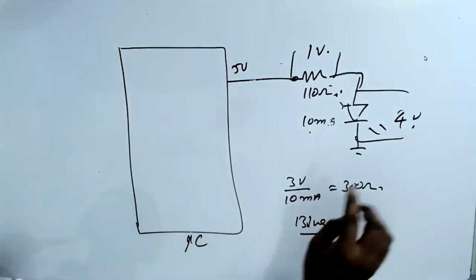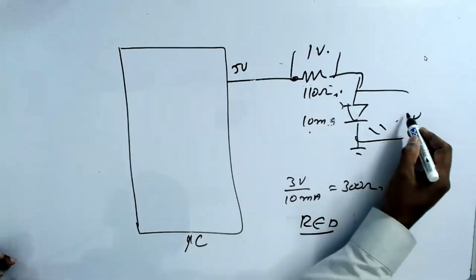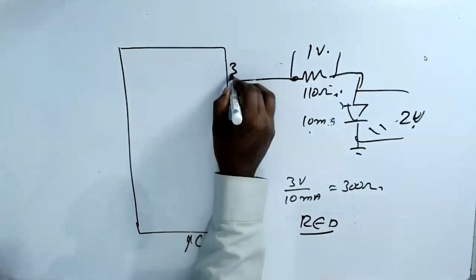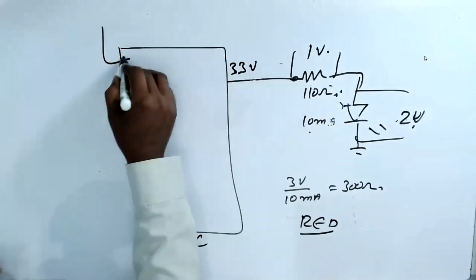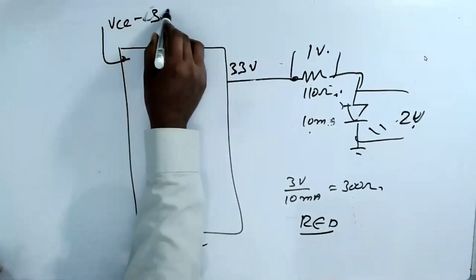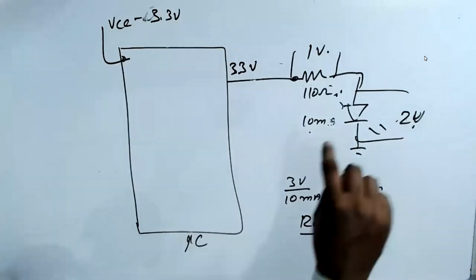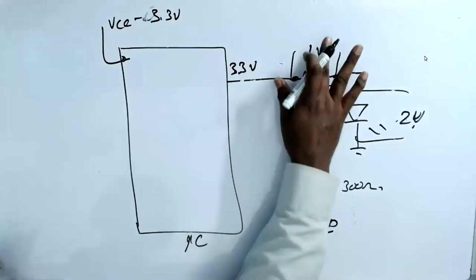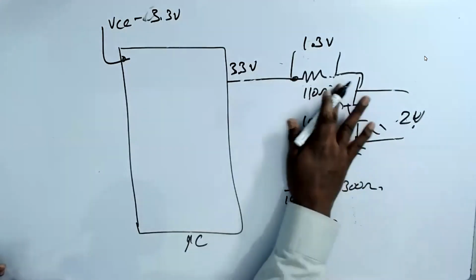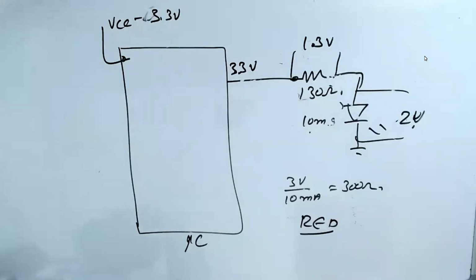Now let us assume I have a red LED, which is 2 volt, and I'm using a microcontroller which is 3.3 volt, that is, your supply VCC is 3.3 volt. Then what happens? This is 2 volt, this is 3.3, so the drop has to be 1.3. And the current is 10 milliampere, so the resistor should be 130 ohm. So understand now how you calculate the resistor here.